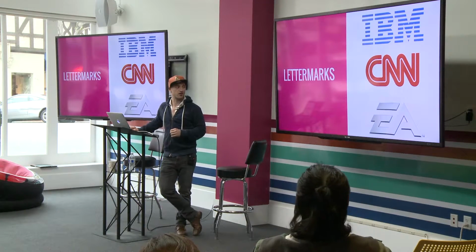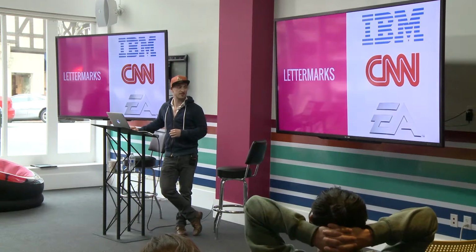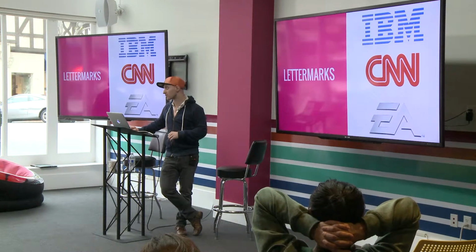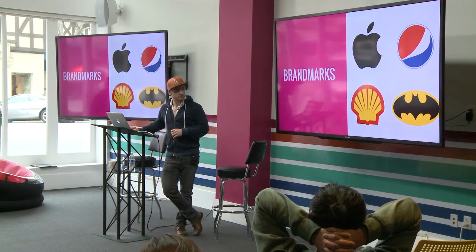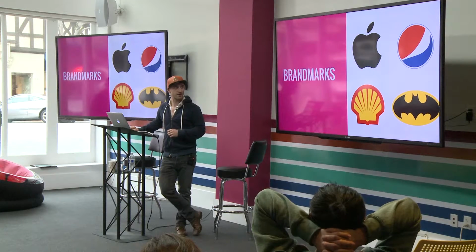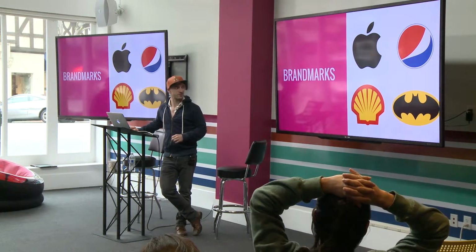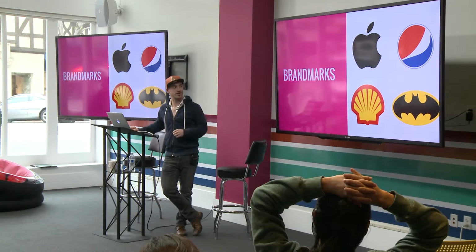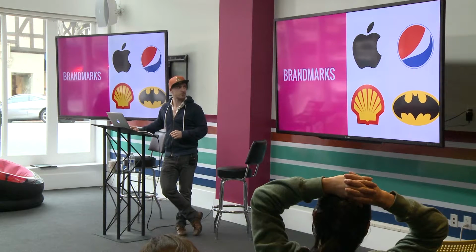Letter marks are companies that have acronyms. So IBM, CNN, EA. They didn't want to make a logo for Electronic Arts, so they just shortened it to EA. Brand marks are logo identities. So the apple from Apple. Batman, his symbol is actually a brand mark. The shell from Shell. Even the Pepsi thing is very identifiable.